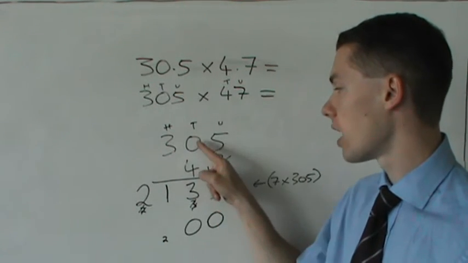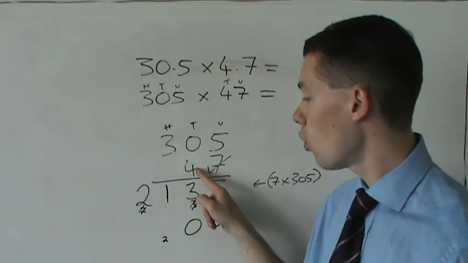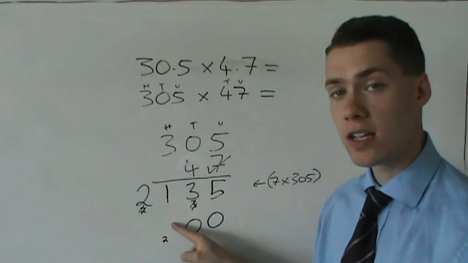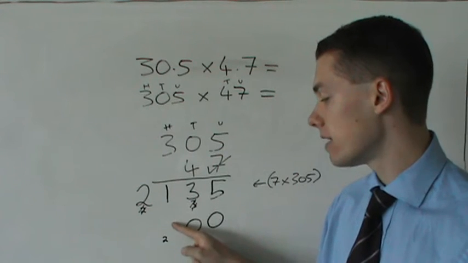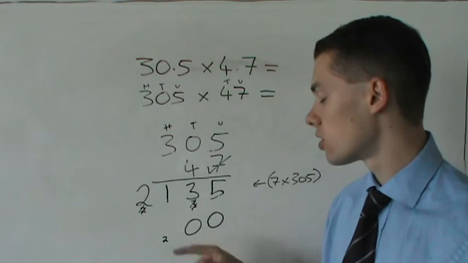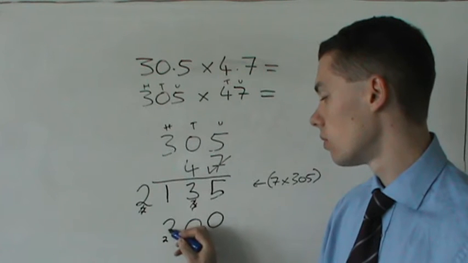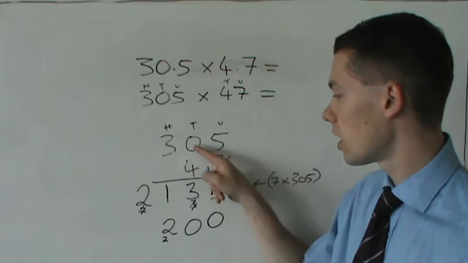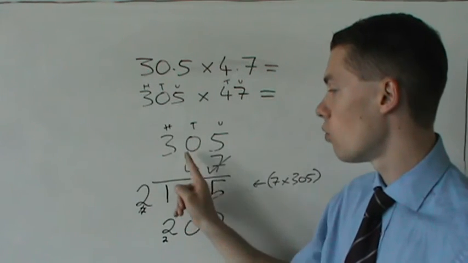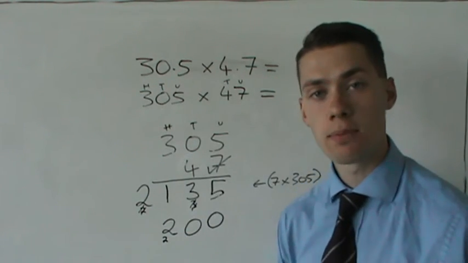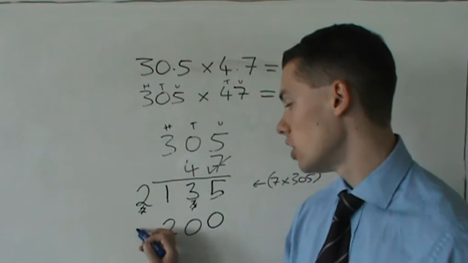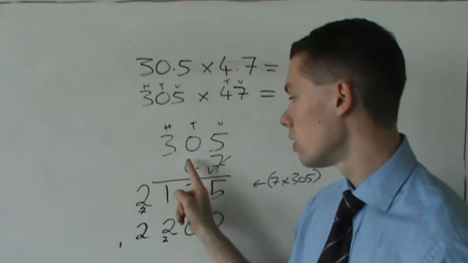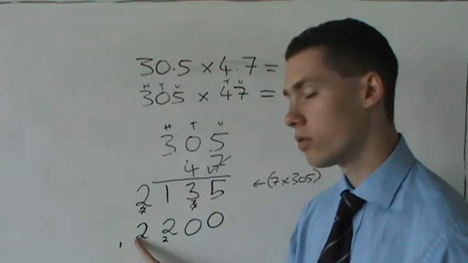Next, I have 4 times 0. 4 times 0 is 0, which goes down here. But firstly, I add to 0 my remainder of 2. 0 plus 2 is 2. So that's 4 times 5 done, 4 times 0 done, finally 4 times 3. 4 times 3 is 12, so I write the units down below, and the tens next door.